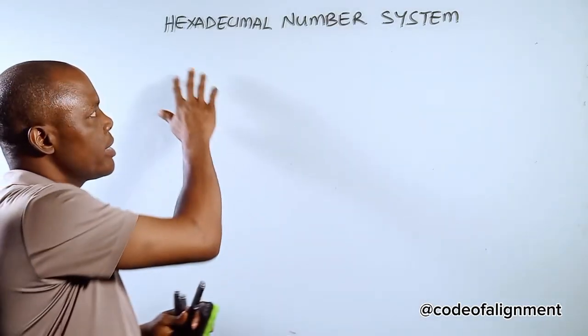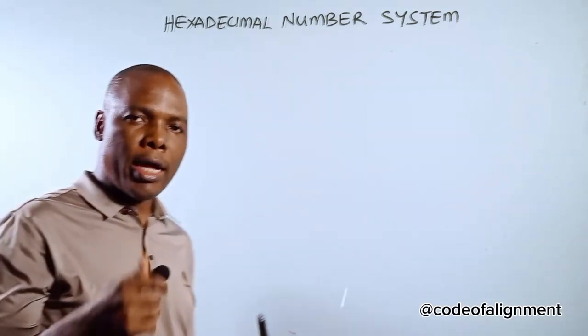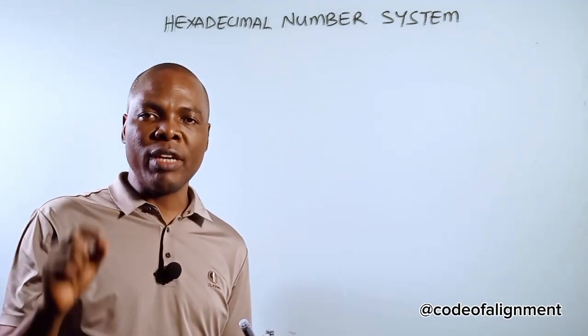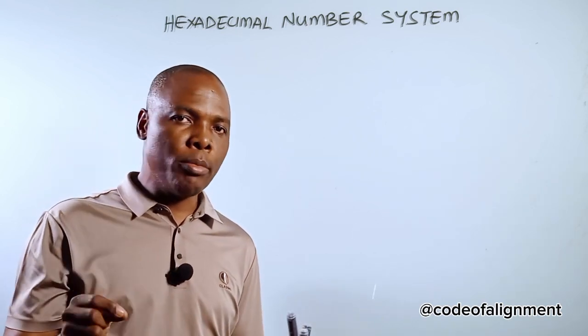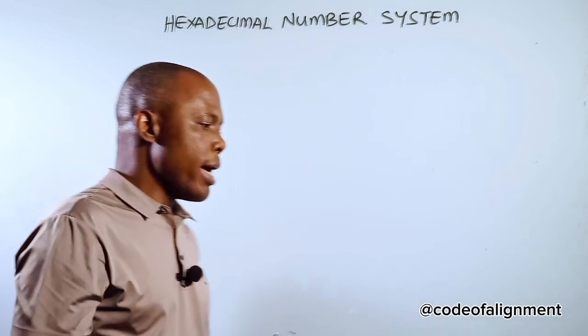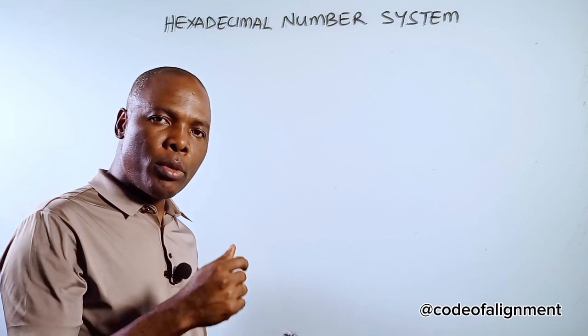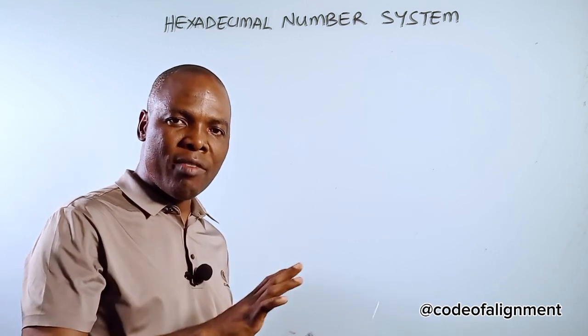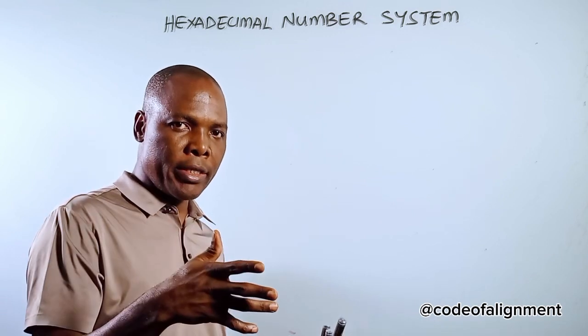Today we want to look at the hexadecimal number system. I told you a number system is a method of representing numbers using symbols and rules, right? And I told you that the symbols in themselves do not have meaning. So meaning is imposed, not inherent.